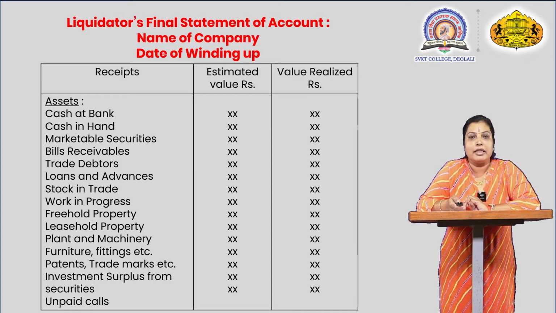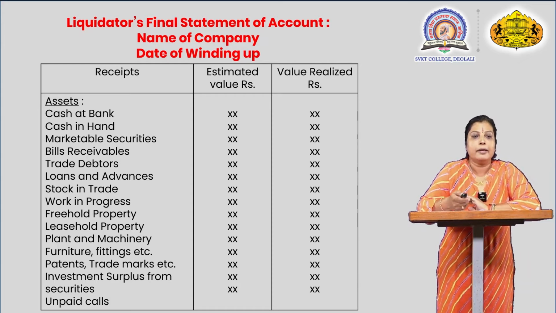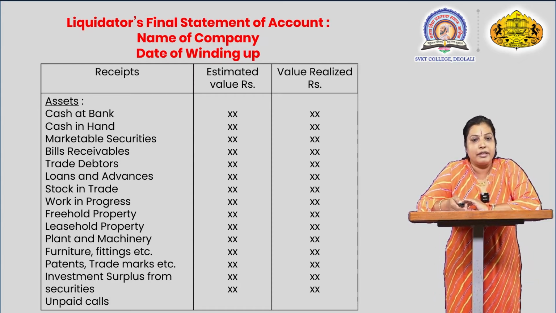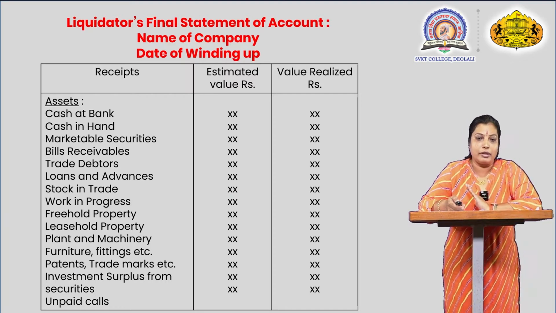The name of the company is given in the problem. The date of winding up may be March, December, etc.; it is also given in the practical problem. This is the receipt side: estimated value and value realized. Receipts means cash collected by the liquidator. The estimated value is given in the problem; the balance sheet amount is also taken as the estimated value. And the value realized is given in the adjustments in the problem.